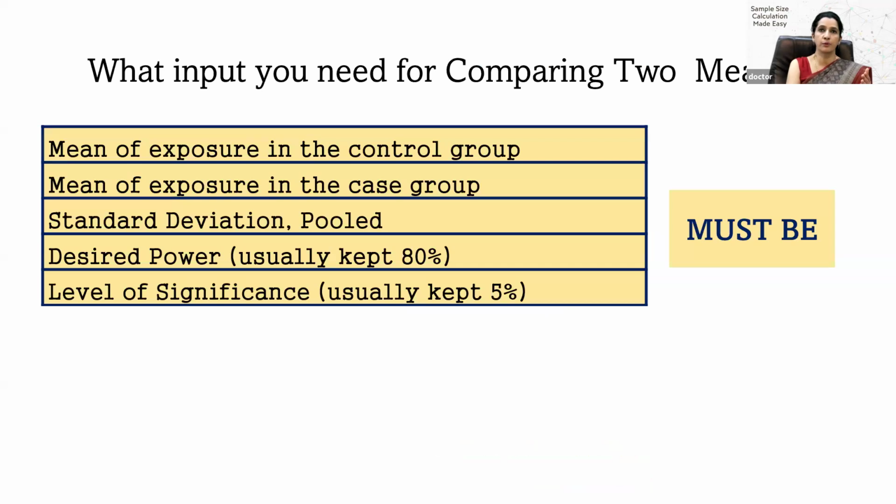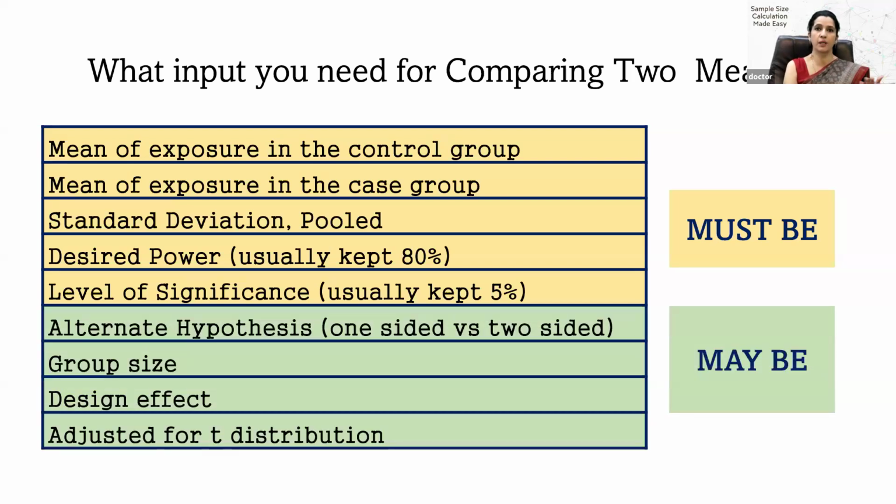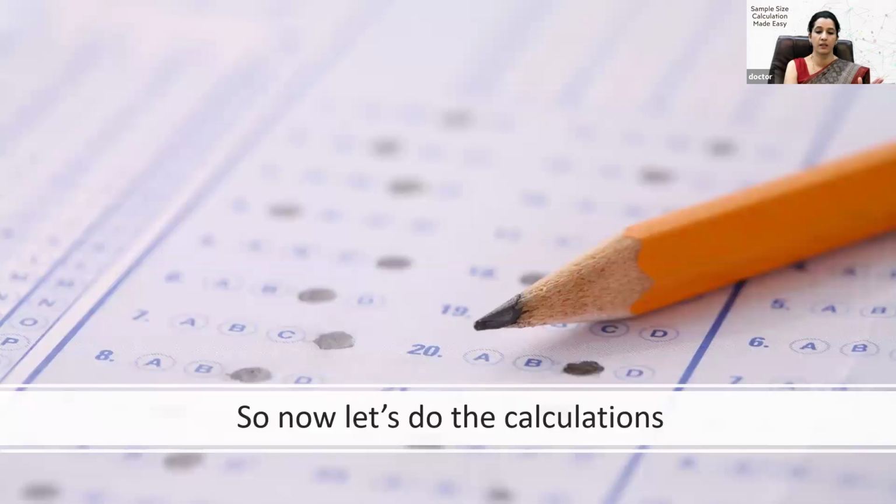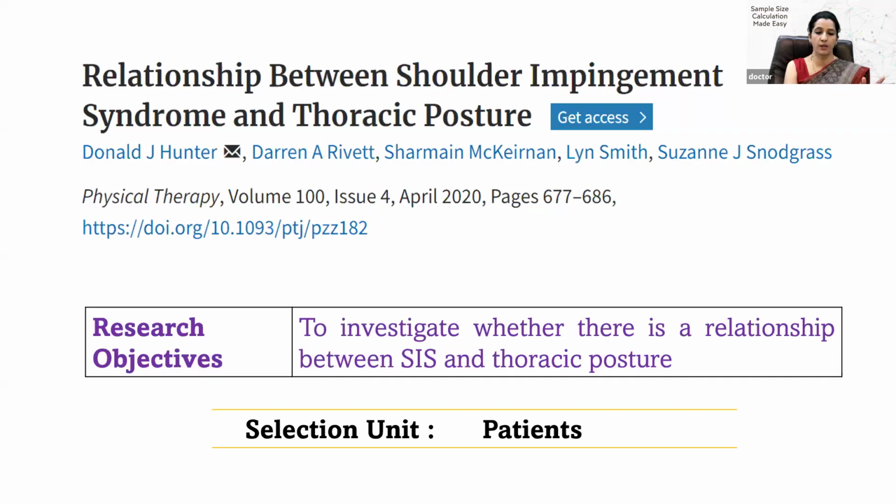So what input do you need if you want to compare the two means? Again, like we did for proportion, you should have the mean of exposure in the control group, the mean of exposure in the cases group, and then the standard deviation, which is the pooled standard deviation. And desired power, we keep it as 80%, level of significance at 5%. And again, adjustments you can do for alternate hypothesis, group sizes, design effect, and t-distribution. So now let's do the calculation.